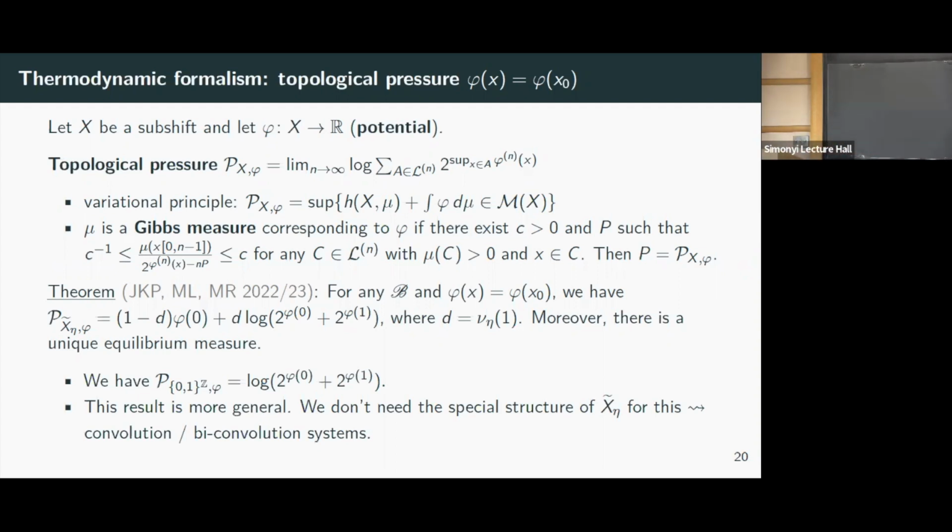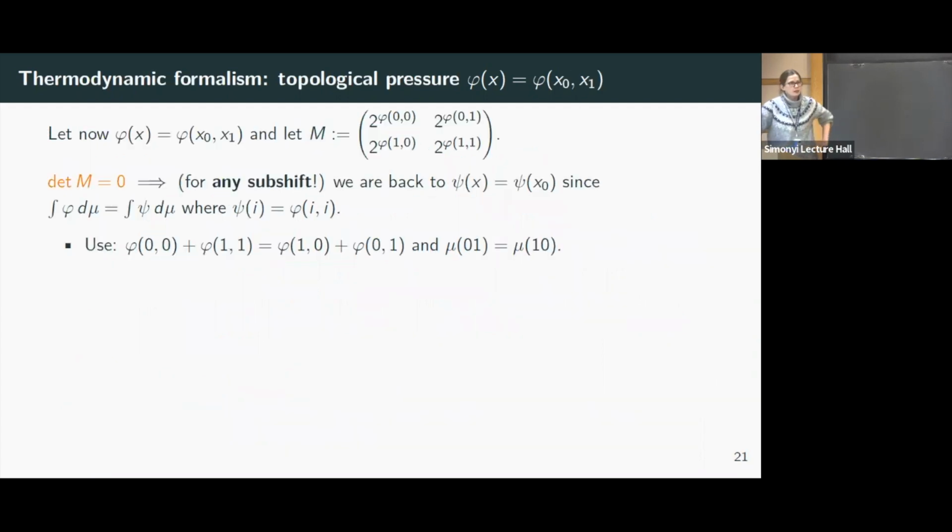So what does this formula mean? Well, for the full shift, we have just this part. Here appears D, which is the density of ones in your sequence eta, and there is this other part where you need to account that you have approximately 1 minus D zeros in your sequence. And again, this is more general, so you don't need a special structure of B-free systems here. You can do this for either convolution systems or biconvolution systems. This will work.